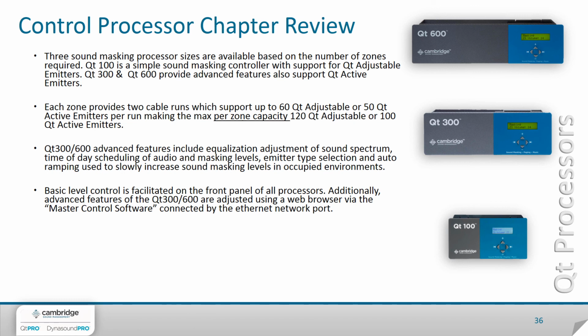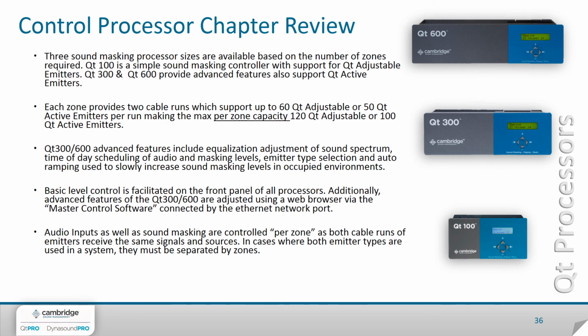Basic level control is facilitated on the front panel of all processors. Additionally, advanced features of the QT300 and 600 are adjusted using a web browser via the master control software connected by the Ethernet network port.